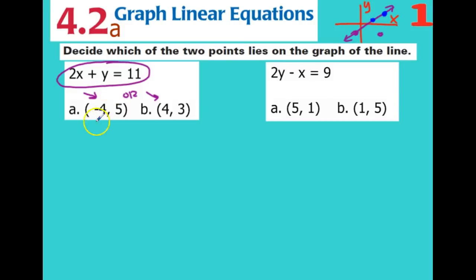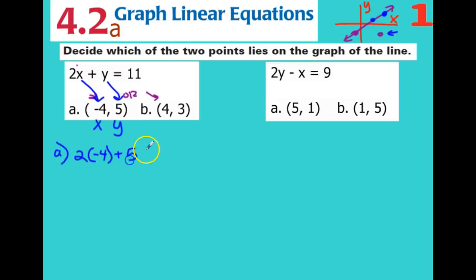So we need to plug them in, x and y, into our equation to see are they on the line or are they not on the line. So all I'm going to do is take my equation. First I'm going to plug in point A. It says 2 times x, and x is really -4, so it's touching, so multiply. And then it says plus y, and y right here is 5. We need to see, does that equal 11? Is it on the line or not?